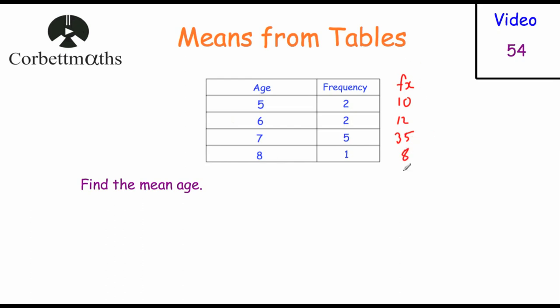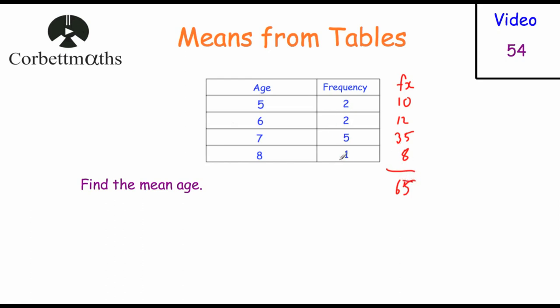So we find this FX column by multiplying the frequency by the values in the table. And then if we add that up, we will get the grand total, because if there's 2 5-year-olds, that's 10 years. If there's 2 6-year-olds, that's another 12 years. If there's 5 7-year-olds, that's another 35. And if you add those up, you'll get the grand total, which is equal to 65. So if you added up all the ages, that would be 65.